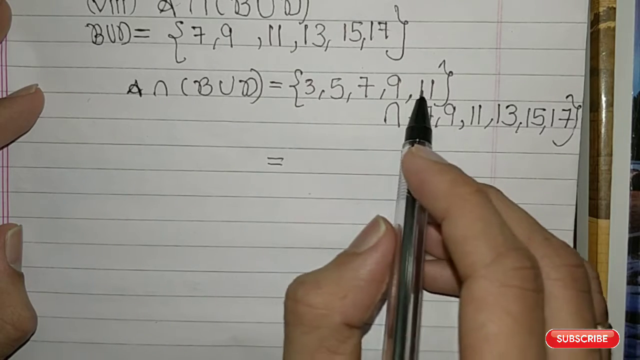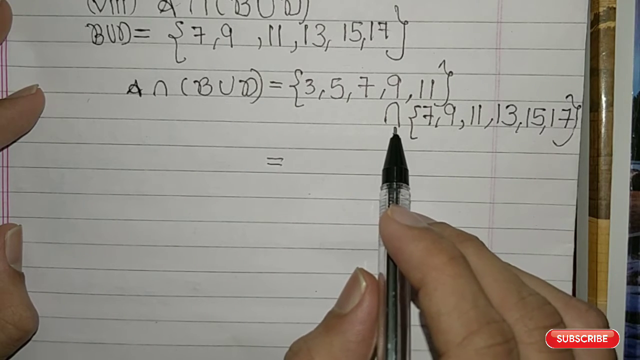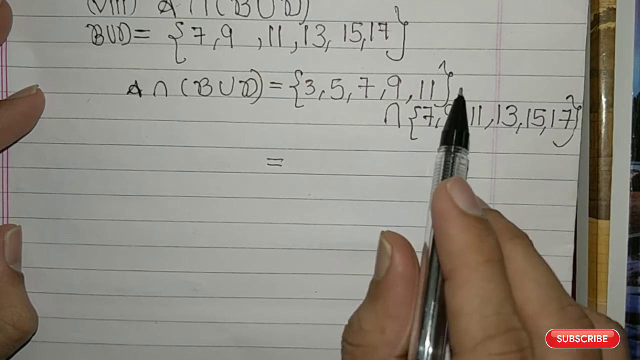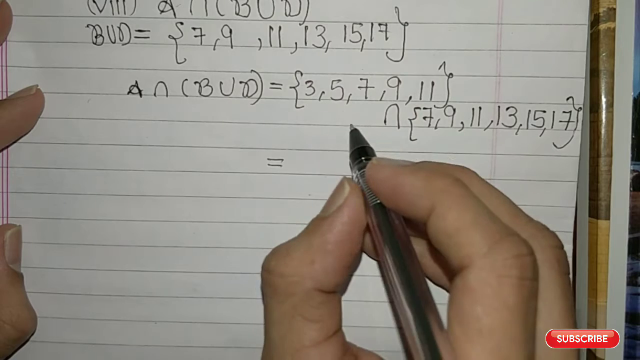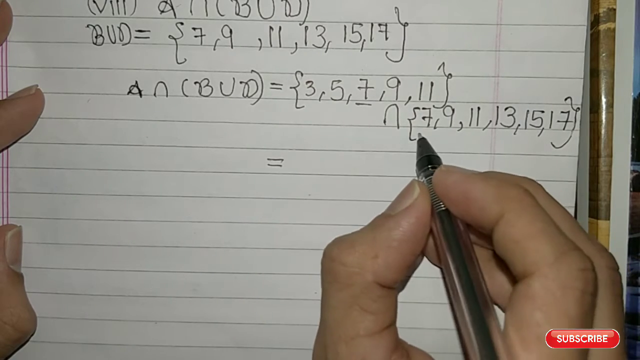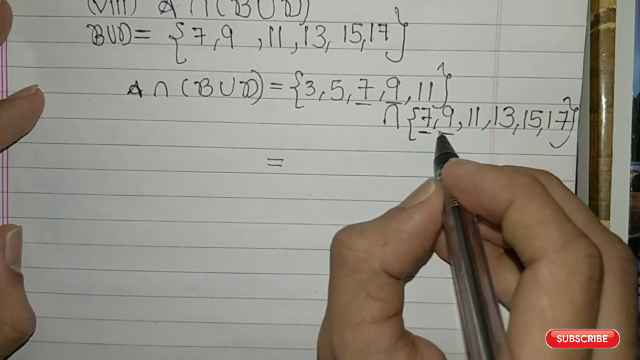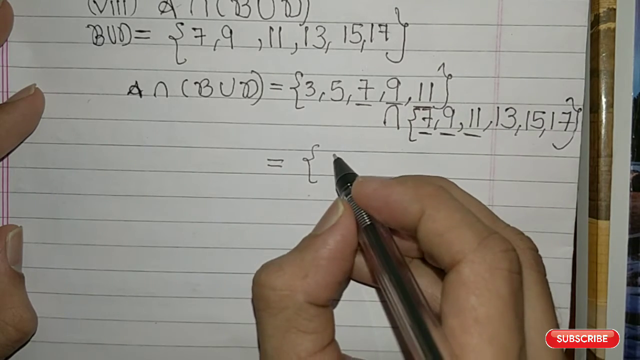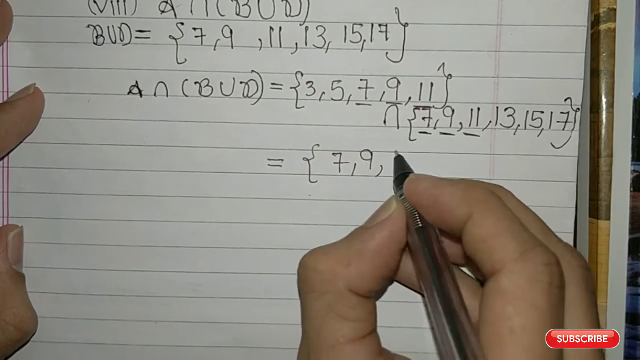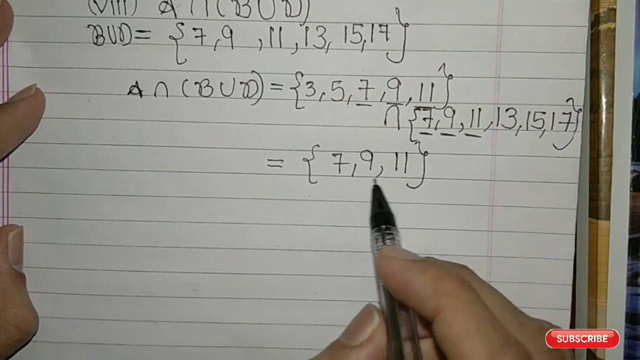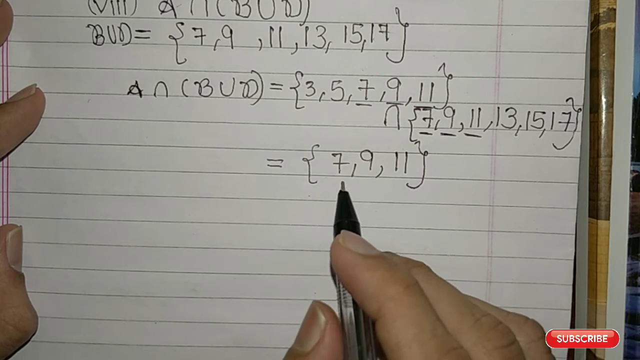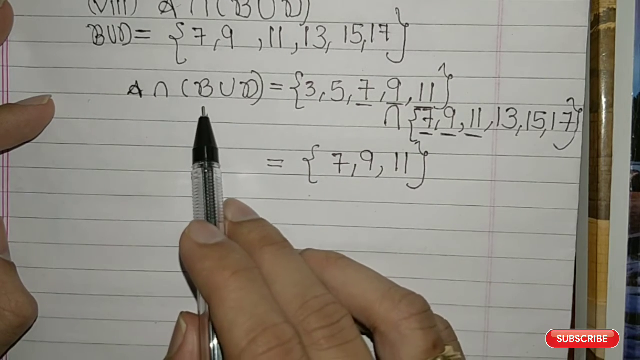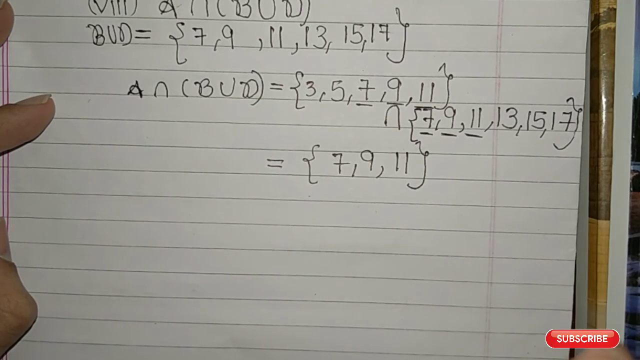Now here what you have to do is find the intersection. All the elements which are common to both these sets you have to take. You can see that 7 is common here, 9 is common, 11 is common. So the elements which are common are 7, 9, 11, and those will be in the intersection. So this is the answer for this set A intersection B union D.